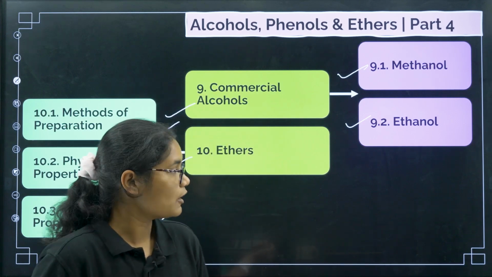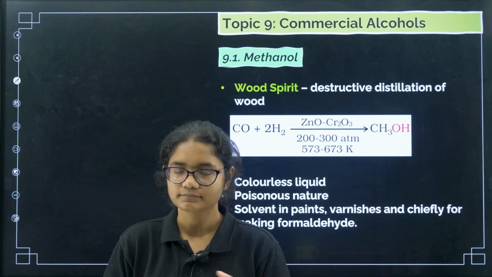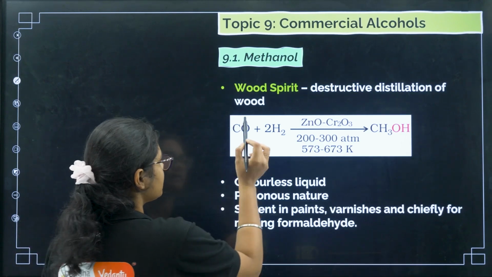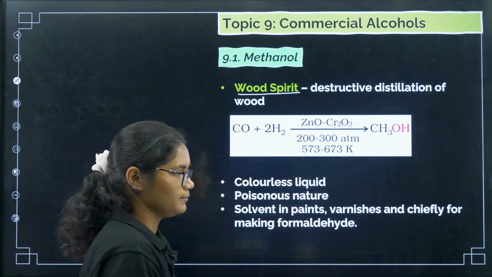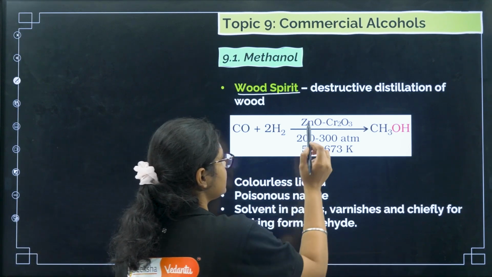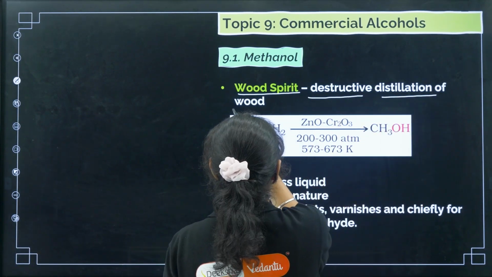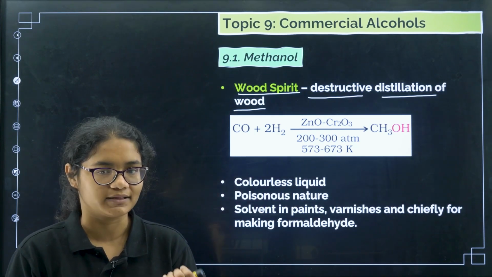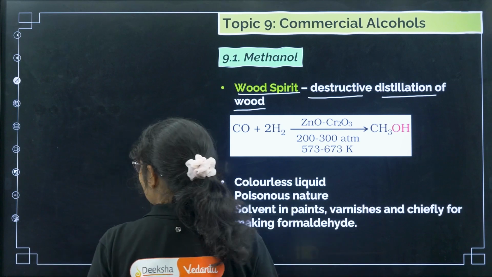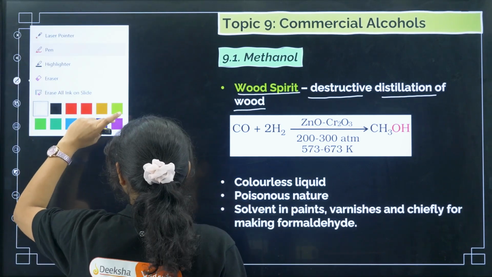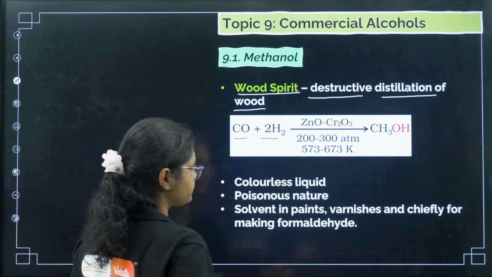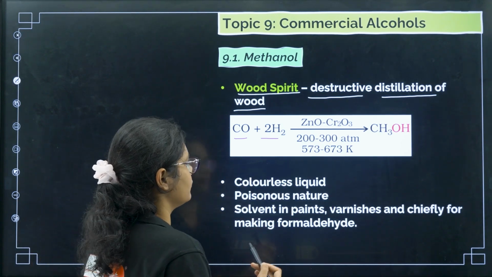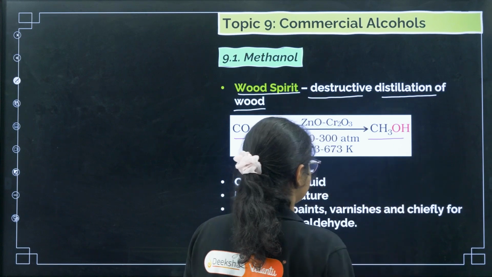Now coming to the first part, that is commercial alcohols. First one is methanol. Now here you should know that methanol is also called wood spirit. Why is it called so? Because it is prepared by the destructive distillation of wood. Now there are some other methods also for the preparation of methanol. The first one you can see, you take carbon monoxide, that is CO, with H2 in presence of catalysts like zinc oxide and chromium oxide, Cr2O3. This will give you CH3OH, that is your methanol.